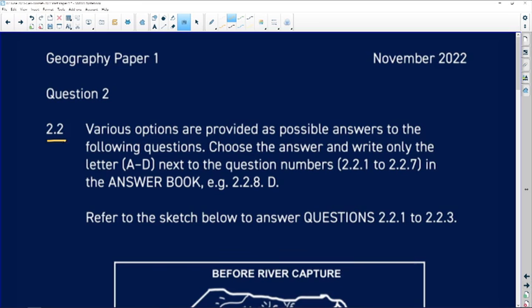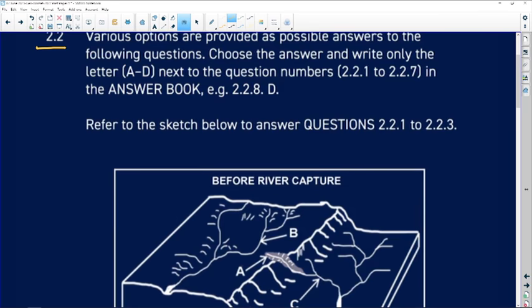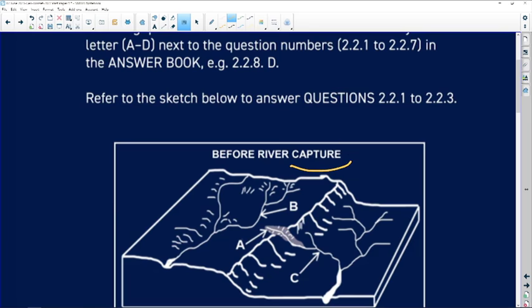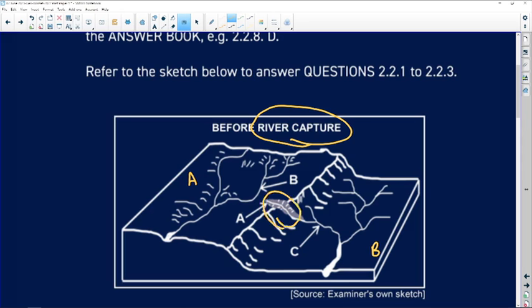Okay, in question 2.2.2, we need to go and choose the correct answer. Now, if we look at this diagram, the sketch has been given to us that we need to answer. It's river capture that's been indicated over here. First and foremost, there's drainage basin A, there's drainage basin B. Now, what is river capture? It's when one more energetic river steals water from another river, or intercepts the water from another river. As you can see, this is where the interception takes place. That's known as headward erosion. And eventually it will start to erode through to river B.